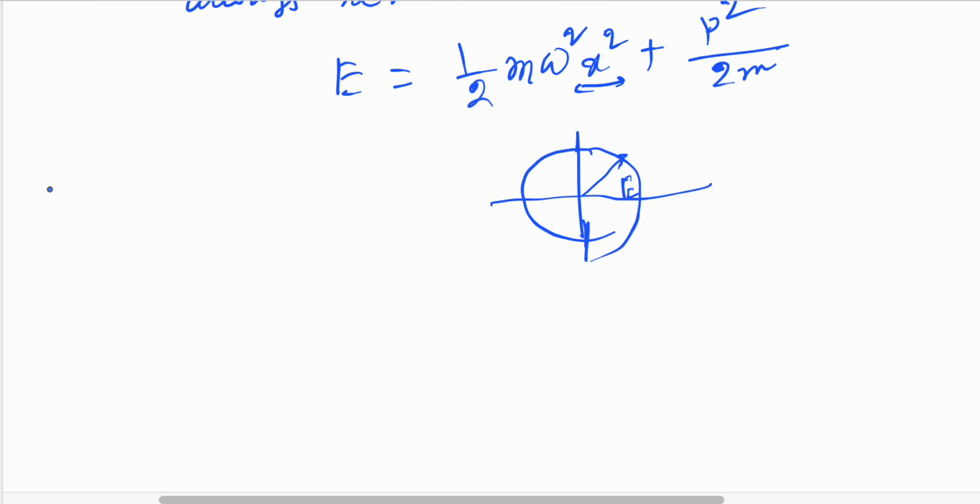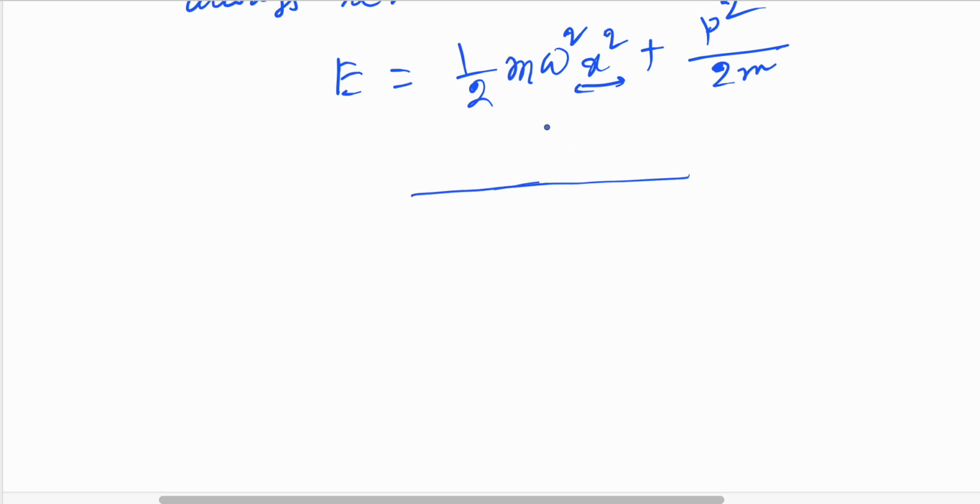You can always write it as x square and so on. This is not exactly a sphere, I am wrong, it's actually an ellipse.